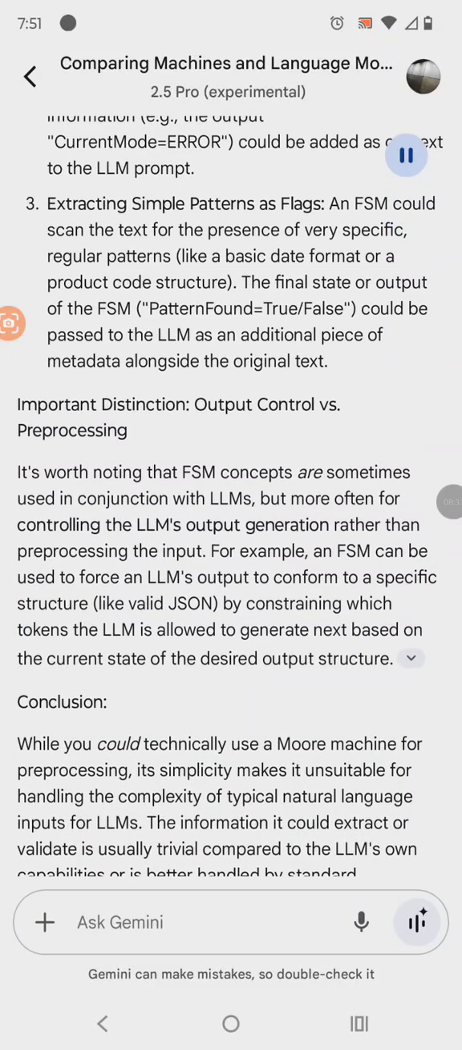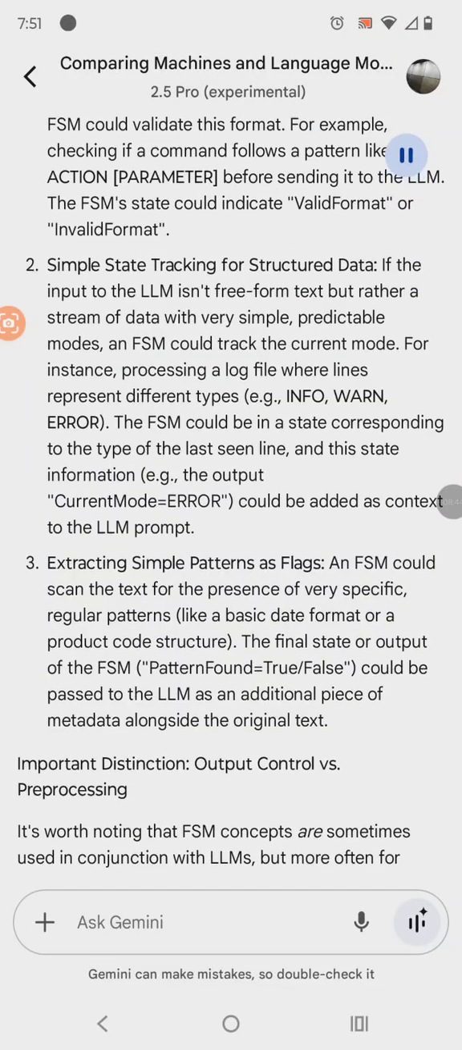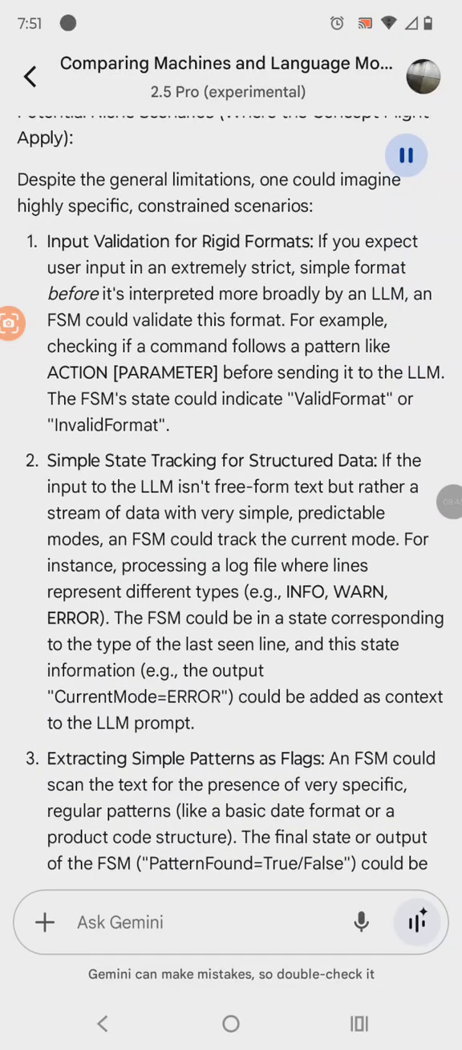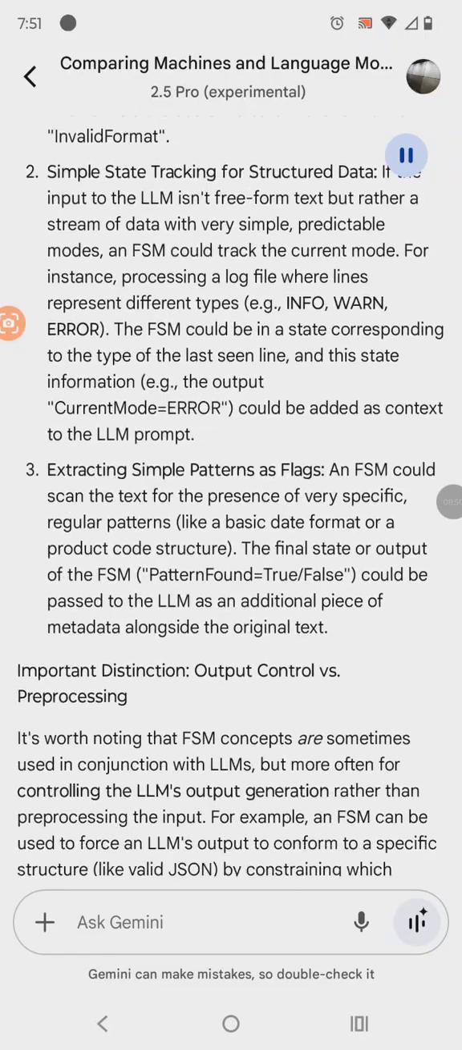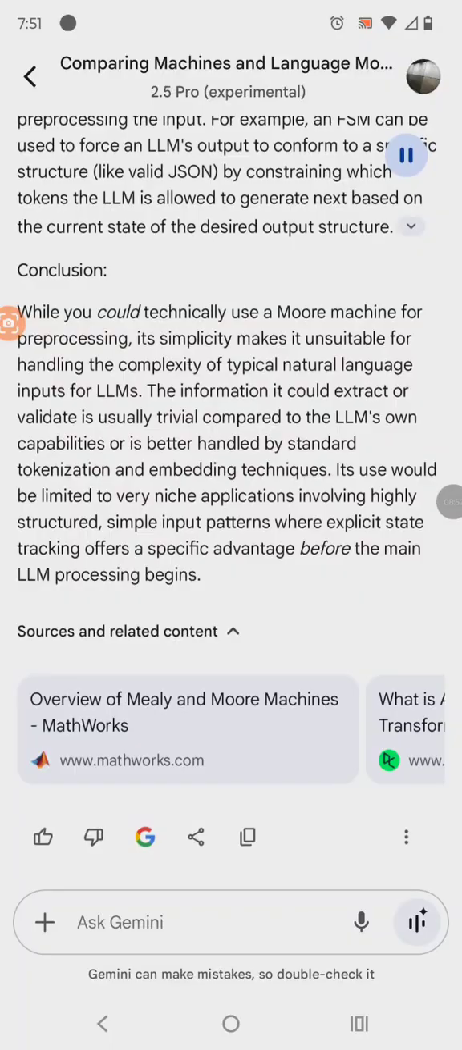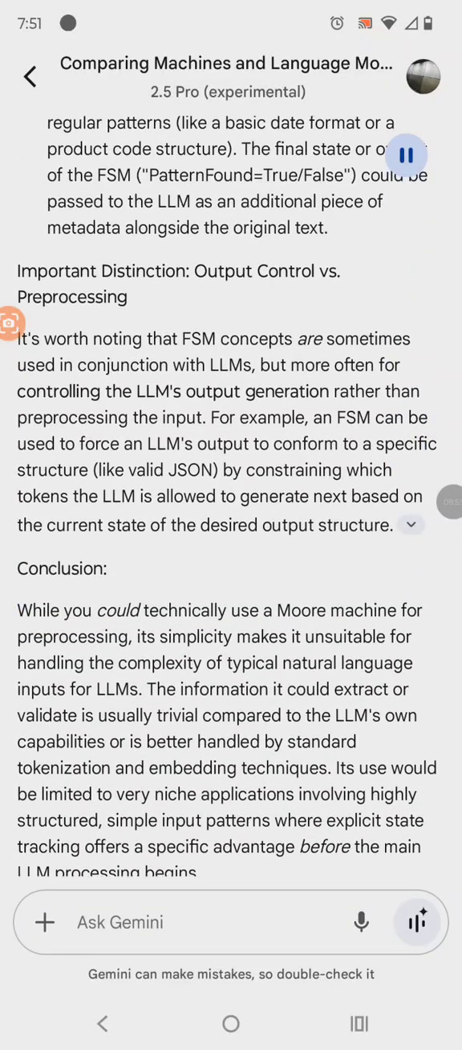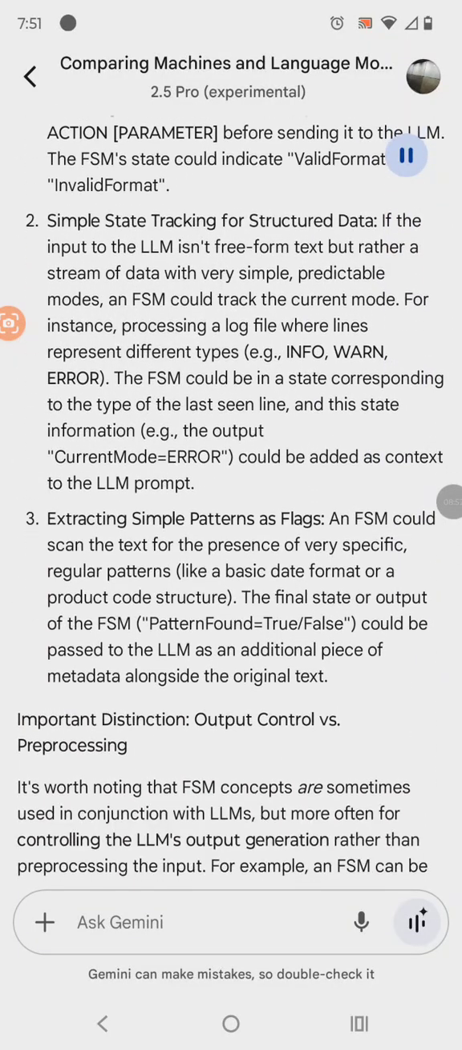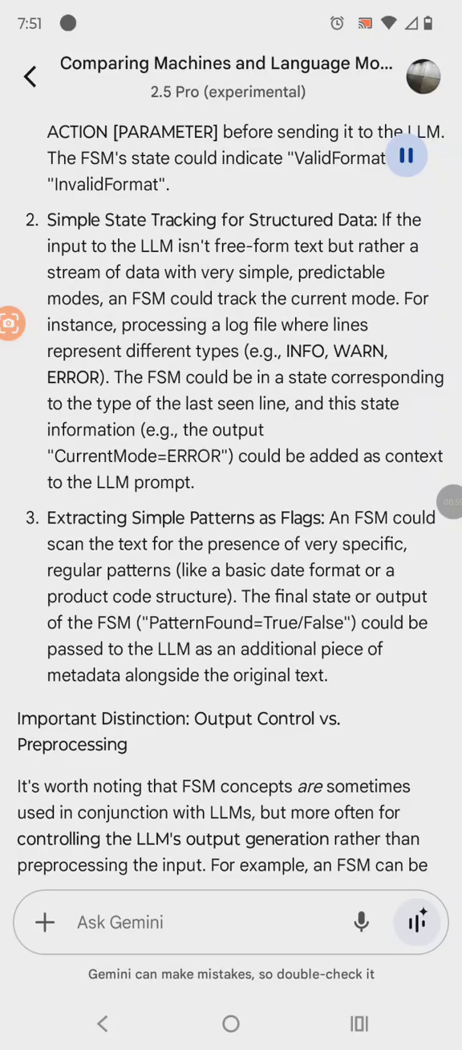Potential niche scenarios where the concept might apply. Despite the general limitations, one could imagine highly specific, constrained scenarios. 1. Input validation for rigid formats. If you expect user input in an extremely strict, simple format before it's interpreted more broadly by an LLM, an FSM could validate this format. For example, checking if a command follows a pattern like action parameter before sending it to the LLM. The FSM state could indicate valid format or invalid format.